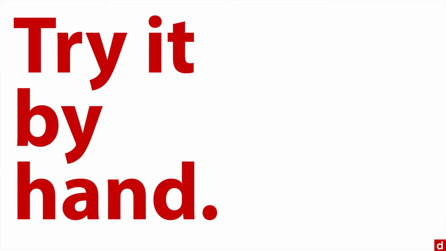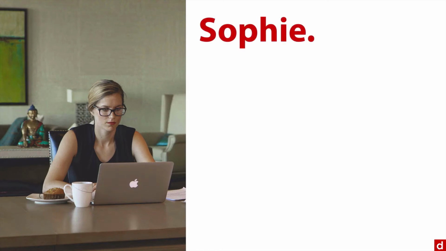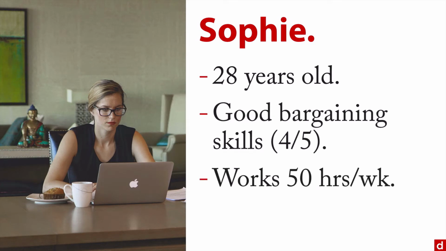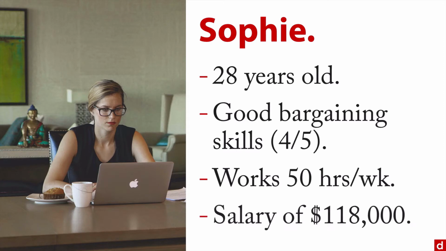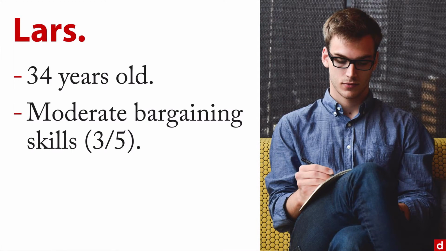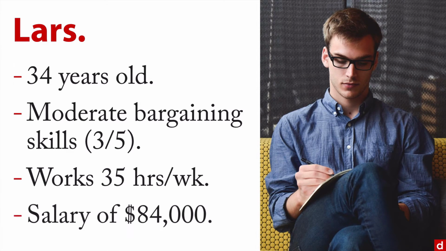And we're going to take 2 fictional people. This will be fictional person number 1. We'll call her Sophie. We'll say that she's 28 years old, and we'll say that she has good bargaining skills, a 4 on a scale of 5, and that she works 50 hours a week, and that her salary is $118,000. Our second fictional person, we'll call him Lars, and we'll say that he's 34 years old and he has moderate bargaining skills, 3 out of 5, works 35 hours per week and has a salary of $84,000.